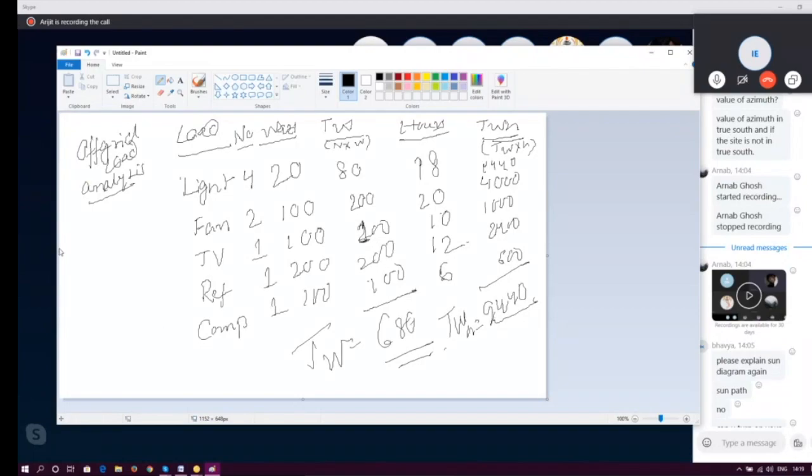Okay, so the one point we are missing here is the hourly distribution. What we are saying here is it is working for 18 hours, but we are not specifying which 18 hours it is working for. It might work during the sunlight hours, or it might not work during the sunlight hours. So the hourly distribution is not possible in case of manual analysis. Fine.